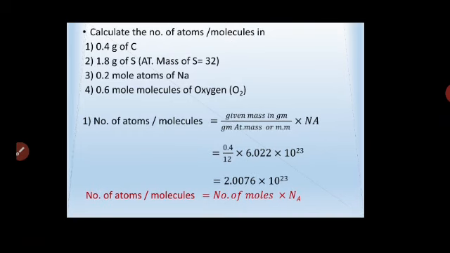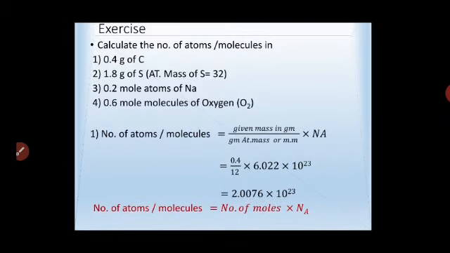Then here 0.2 mole of atoms is given, means the number of moles is directly given. No question of which element is given, because number of moles into Avogadro number will give you the number of atoms or molecules. Try the remaining problems.